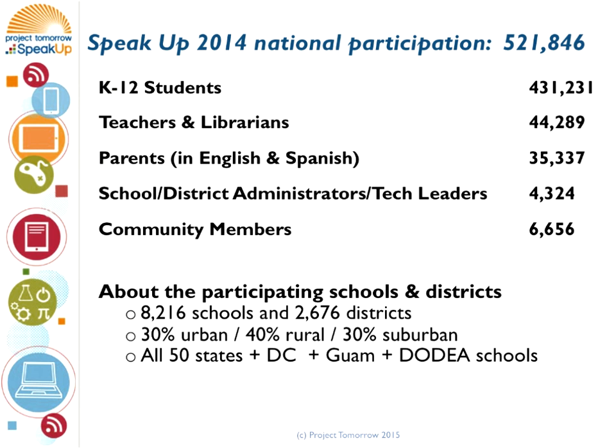Now, what we're going to be sharing with you today is data from last fall. The Speak Up surveys were open from the beginning of October to the middle of December. We had a little bit over 521,000 surveys submitted nationwide. You can see they represent about 8,200 schools and 2,600 districts.